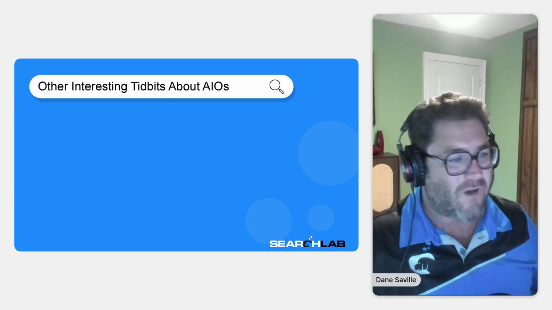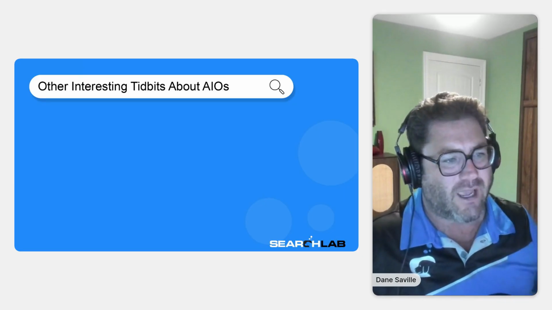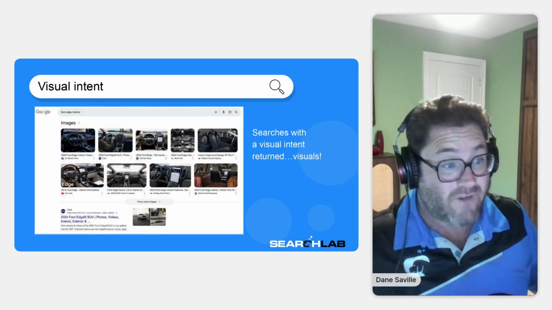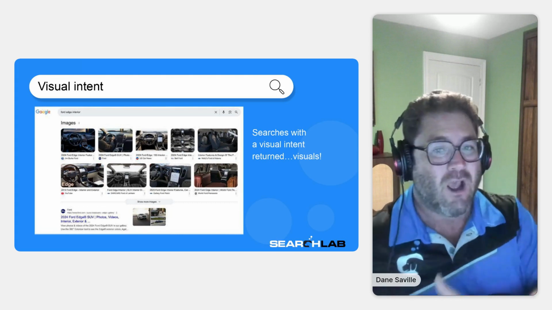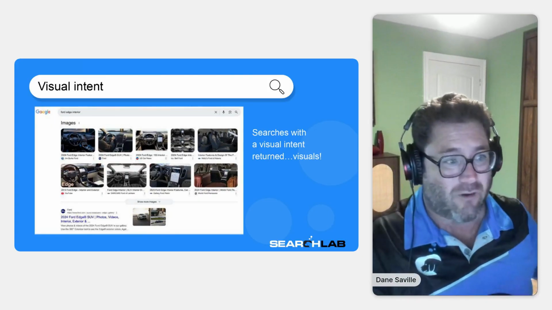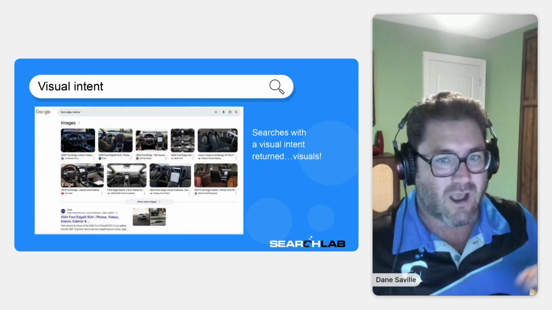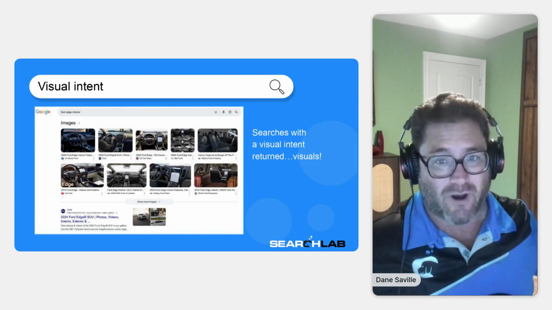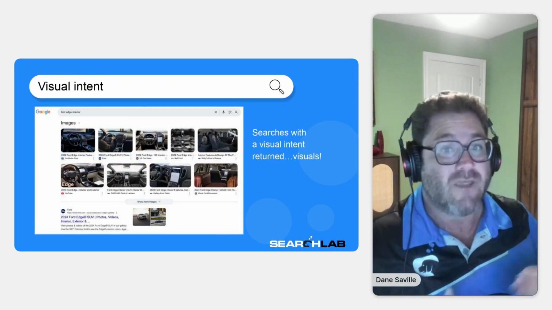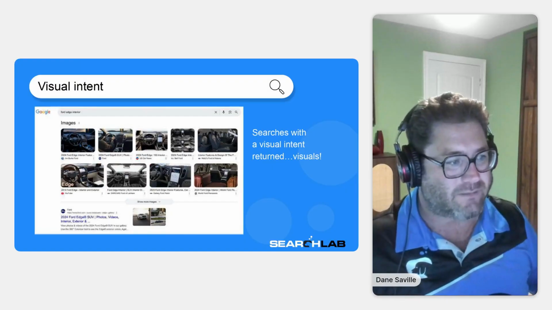So let's move on. Other interesting tidbits about whether or not AI populates. Again, intent matters. Searches that had a visual intent return visuals, right? So it wasn't populating an AI overview because the intent wasn't "I want to read about the interior of this vehicle." If I have an intent about the interior, I probably want to see it. So searches with visual intent return visuals. And of course, all those cited sources had multiple images on them, right? So there wasn't always video content. It could be contextual, textual content that incorporated a lot of different media. So again, intent of the consumer matters most.